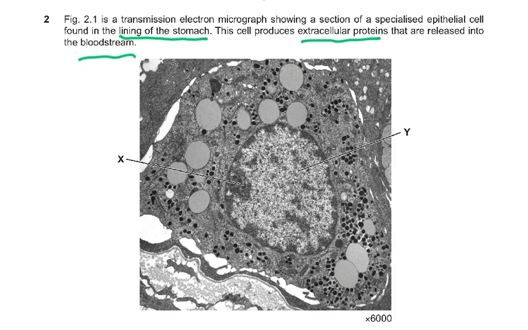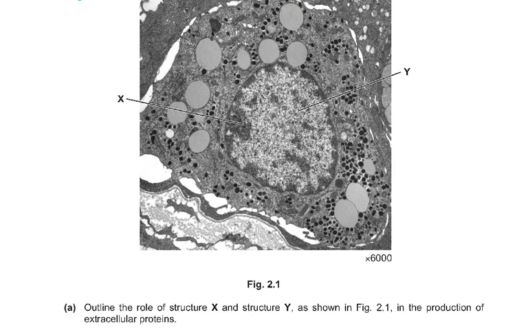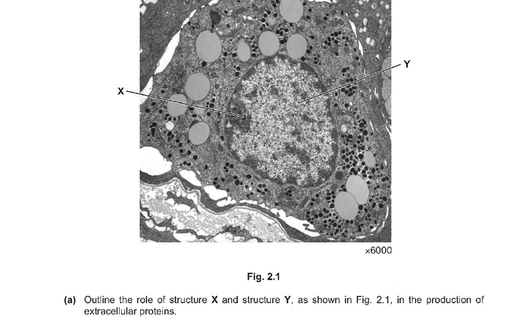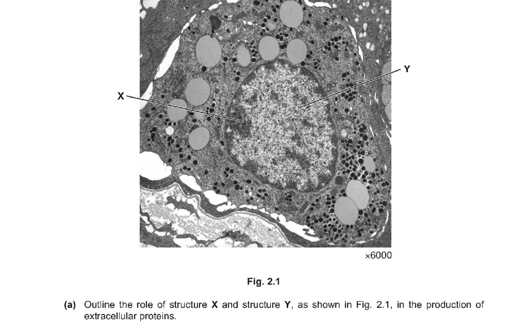Now you can see there's X and Y. Now you must be able to read micrographs. So we have this micrograph. It says outline the role of structure X. Now you can see this is the nucleus. This appearance of the nucleus is very, very typical. And inside the nucleus is this darkly staining area. So outline the role of it.